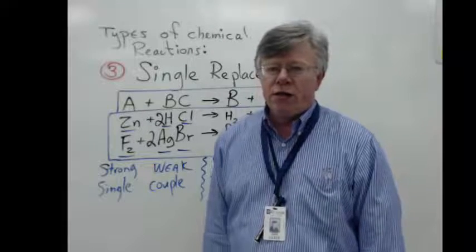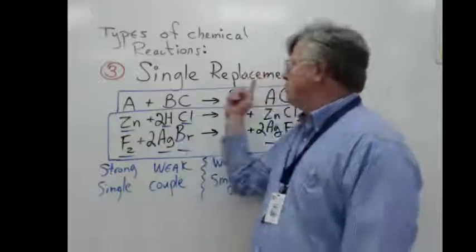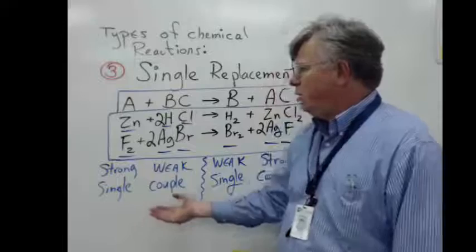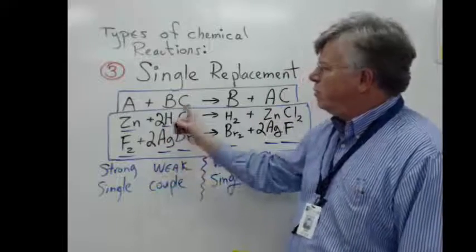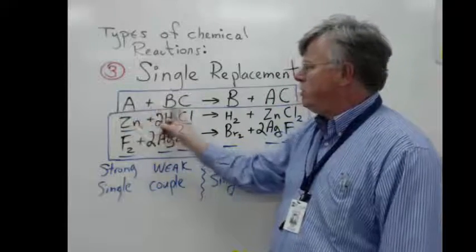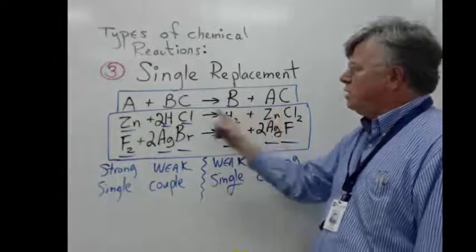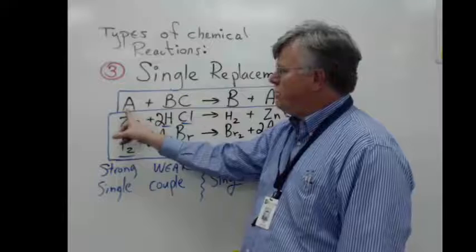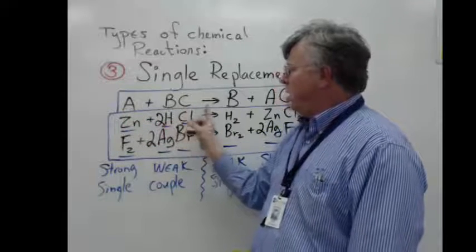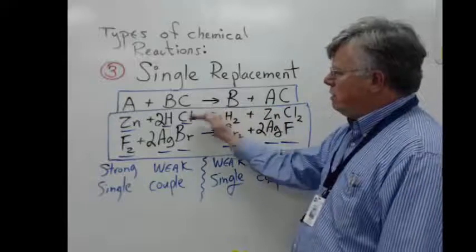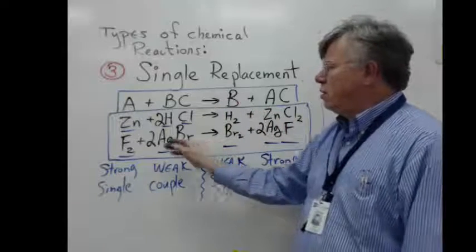The third type of chemical reaction is called single replacement reaction. It's a little more complicated, as you can see, but the formula basically is A plus BC would make a B plus AC. So you start out with this single here and a couple, and you make a new single and a new couple. They come in basically 2 varieties.